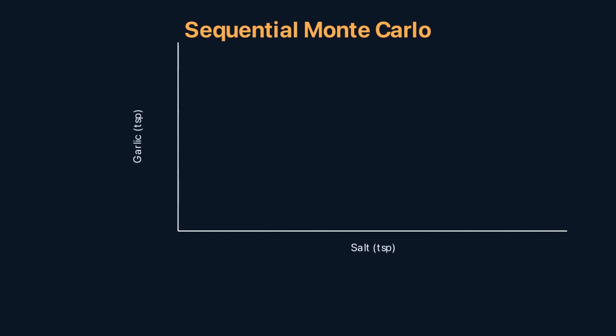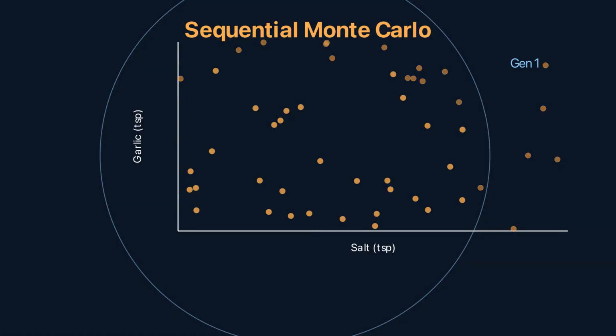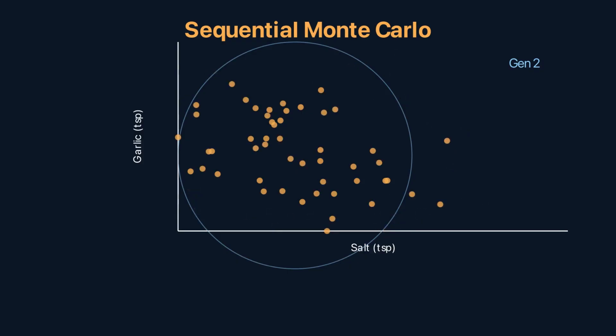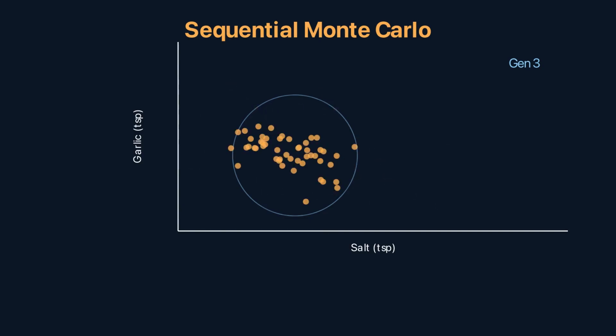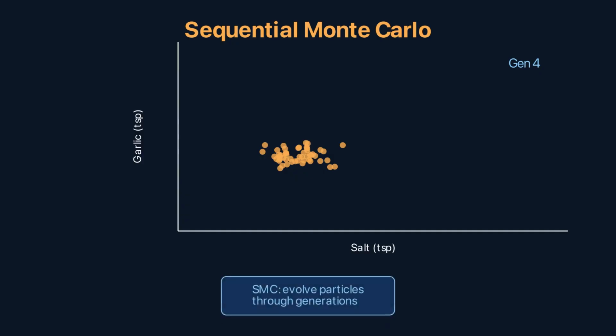PyABC uses sequential Monte Carlo (SMC) to make this efficient. Instead of random guessing, it evolves a population of particles, parameter guesses, through generations. Generation 1, wide tolerance, accept anything vaguely sauce-like. Many guesses survive. Generation 2, tighten the tolerance. Only better matching guesses survive. Generation 3, even tighter. Each generation narrows the distribution, concentrating on the most plausible recipes. The final generation's surviving particles represent the posterior distribution.